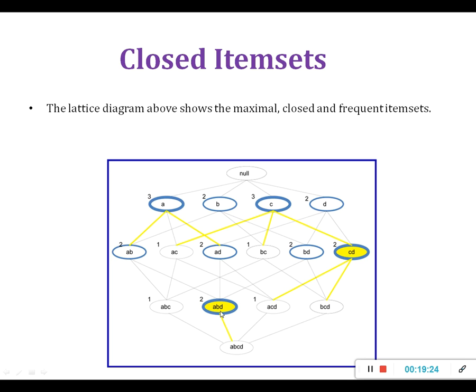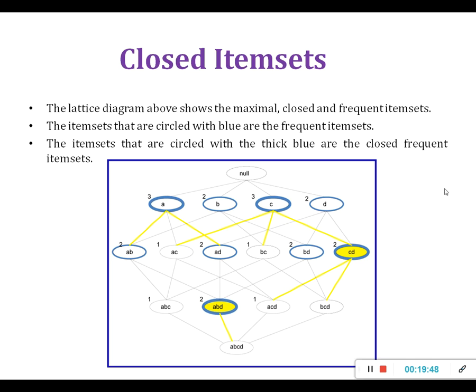And again for ABD, it has its support count as 2, so mark it. So whenever we make the connection over here, the blue circles are called frequent item sets, which means we can say they are frequent. Why? Because their support count is greater than or equal to the minimum support. So I have marked all the frequent item sets.